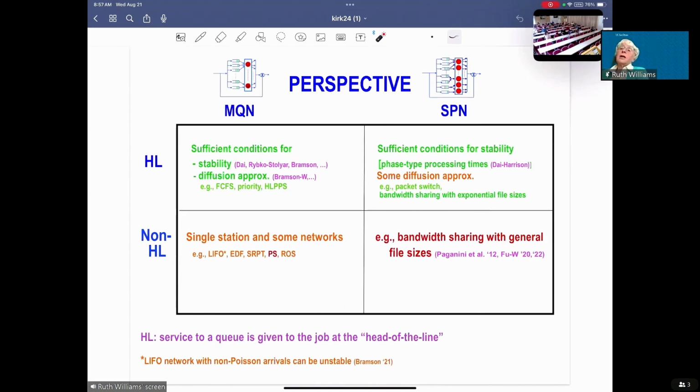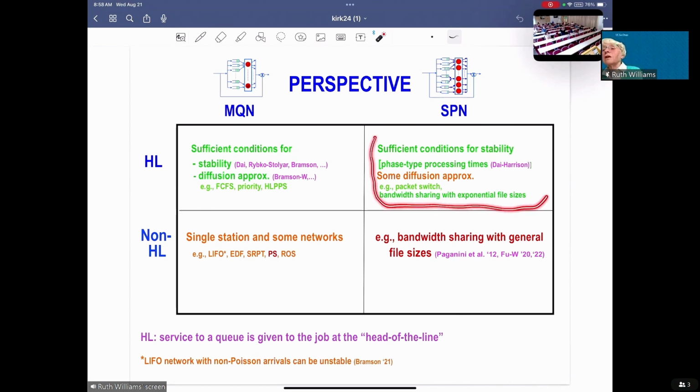Let me sum up by just trying to give you a little bit of perspective on where I think things stand. In this column, I have multi-class queuing networks. In this column, the more general stochastic processing networks. Across this way is those with head-of-the-line service, which I've talked about a lot here. And here is non-head-of-the-line service. So for multi-class queuing networks with head-of-the-line service, we have quite some good techniques there, and a lot is known. There are still some open questions.